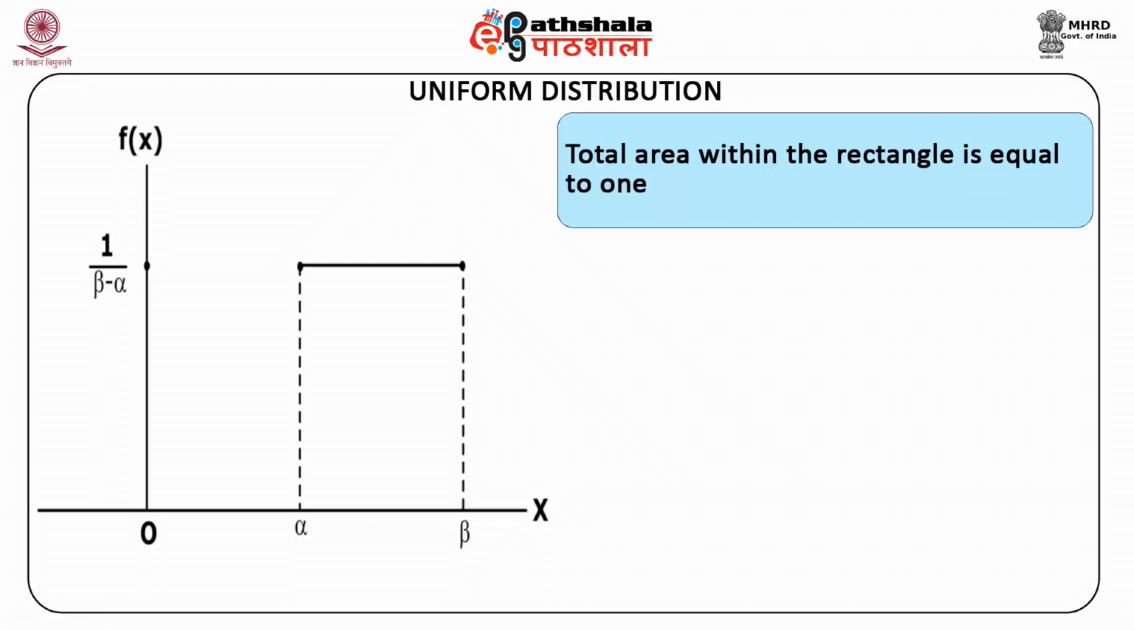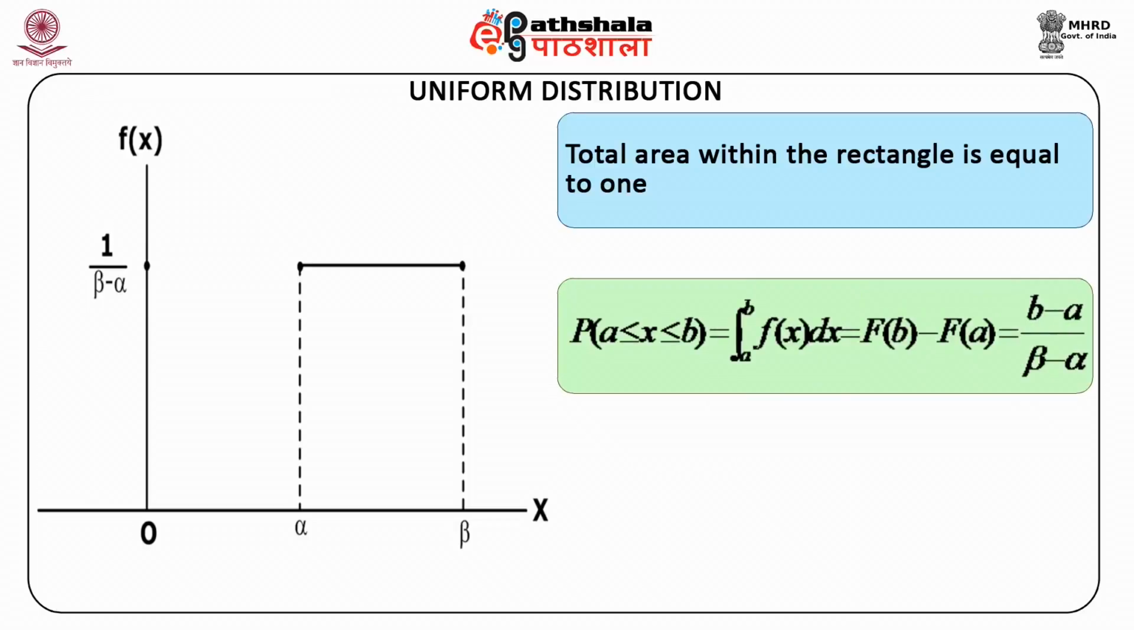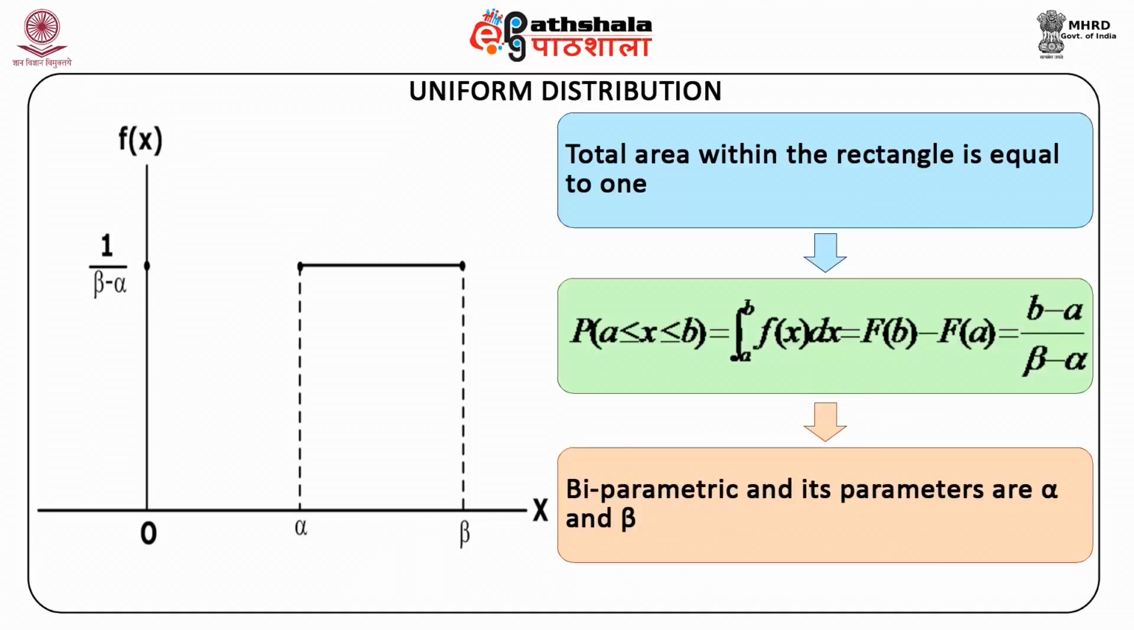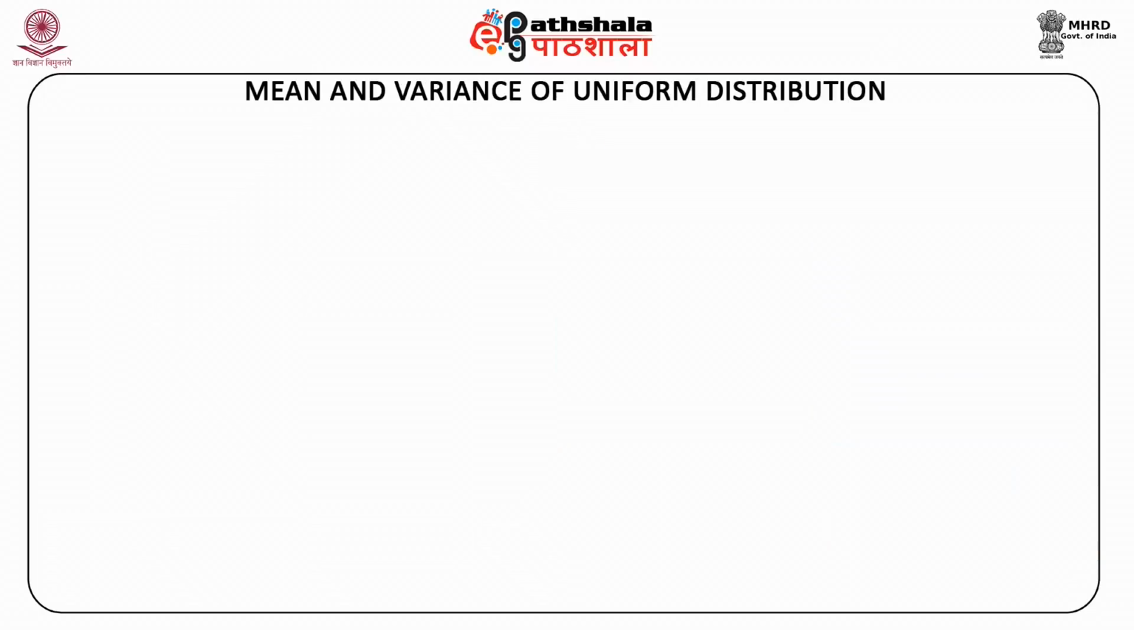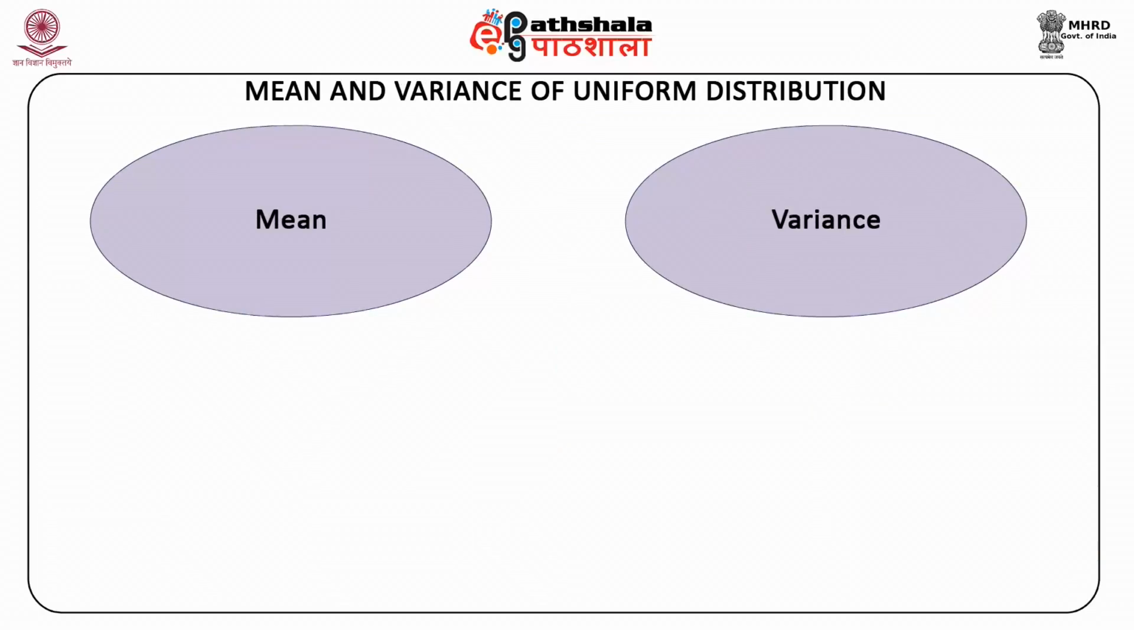Also, the probability that a single observation x will fall in an interval a, b entirely contained in the interval alpha, beta is given by P of a less than or equal to x less than or equal to b, which is equal to integral a to b f(x) dx, which is equal to capital F(b) minus capital F(a), which is equal to b minus a upon beta minus alpha. The uniform distribution is biparametric and its parameters are alpha and beta. The mean and variance of uniform distribution is as shown.